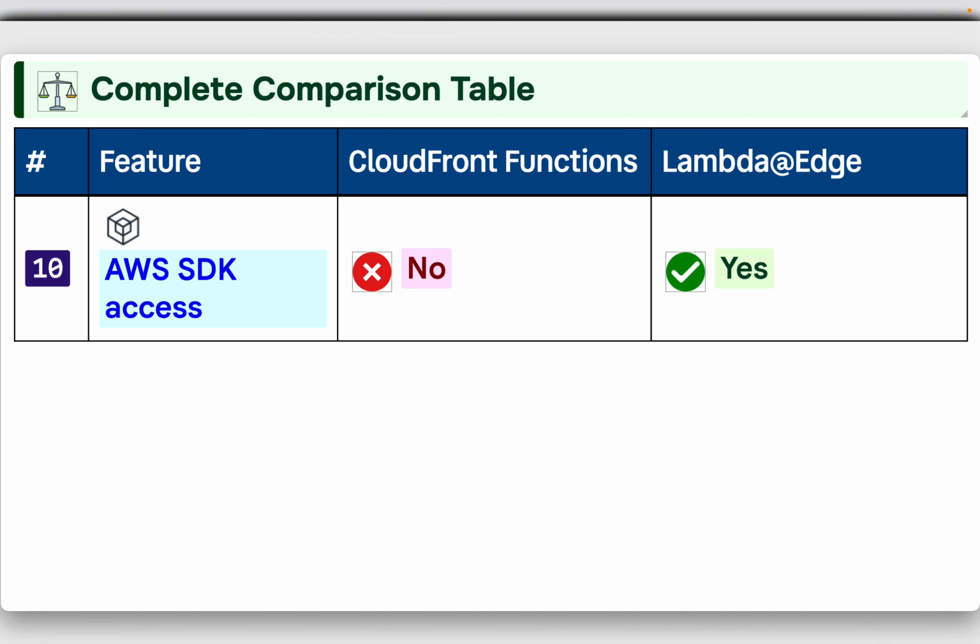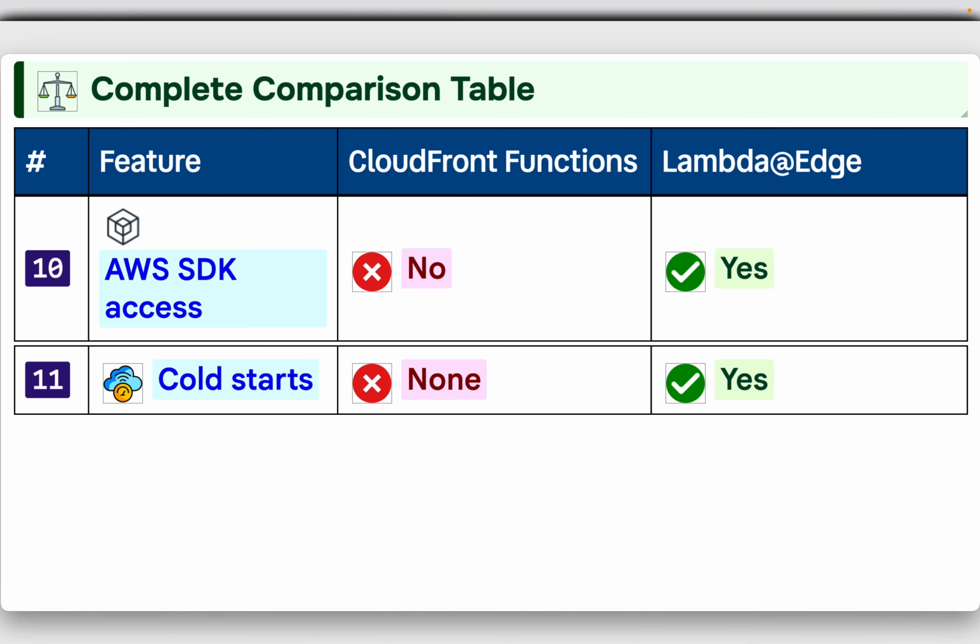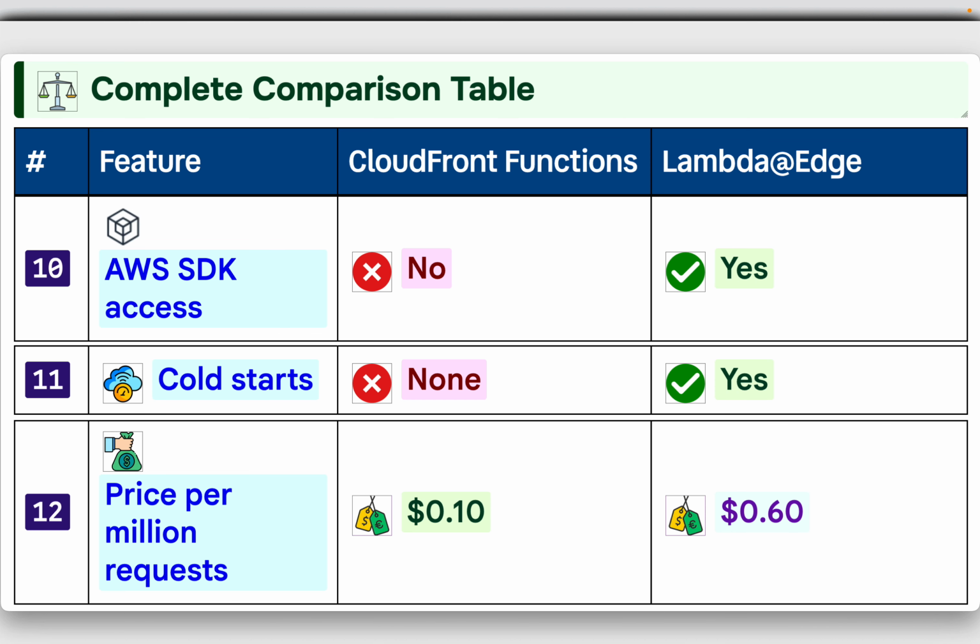AWS SDK access. CloudFront functions do not support AWS SDK, and Lambda at Edge fully supports AWS SDK. Cold starts. CloudFront functions have no cold starts. Lambda at Edge experiences cold starts. Price per million requests. CloudFront functions cost 10 cents per million requests and Lambda at Edge costs 60 cents, which is 6 times more expensive.